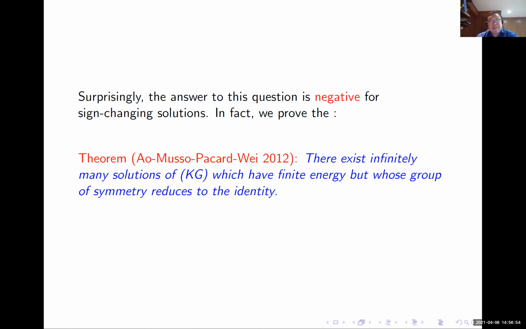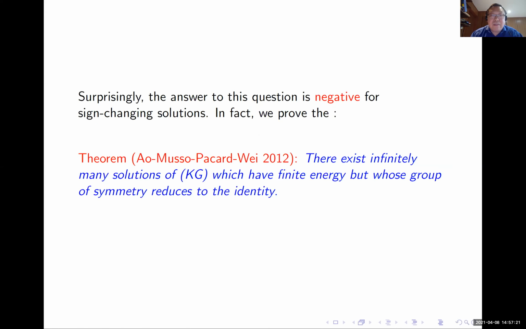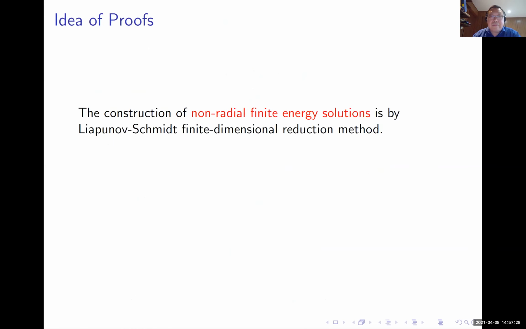So how do we use the finite dimensional reduction to construct sign-changing solutions? The construction of a non-radial finite energy solution is by the reduction method. So what is the perturbation parameter in this problem? Now we don't see any parameter here. If you look at this problem, this is the Klein-Gordon equation. There's no parameter here, there's no small parameter here. So what is the perturbation parameter?